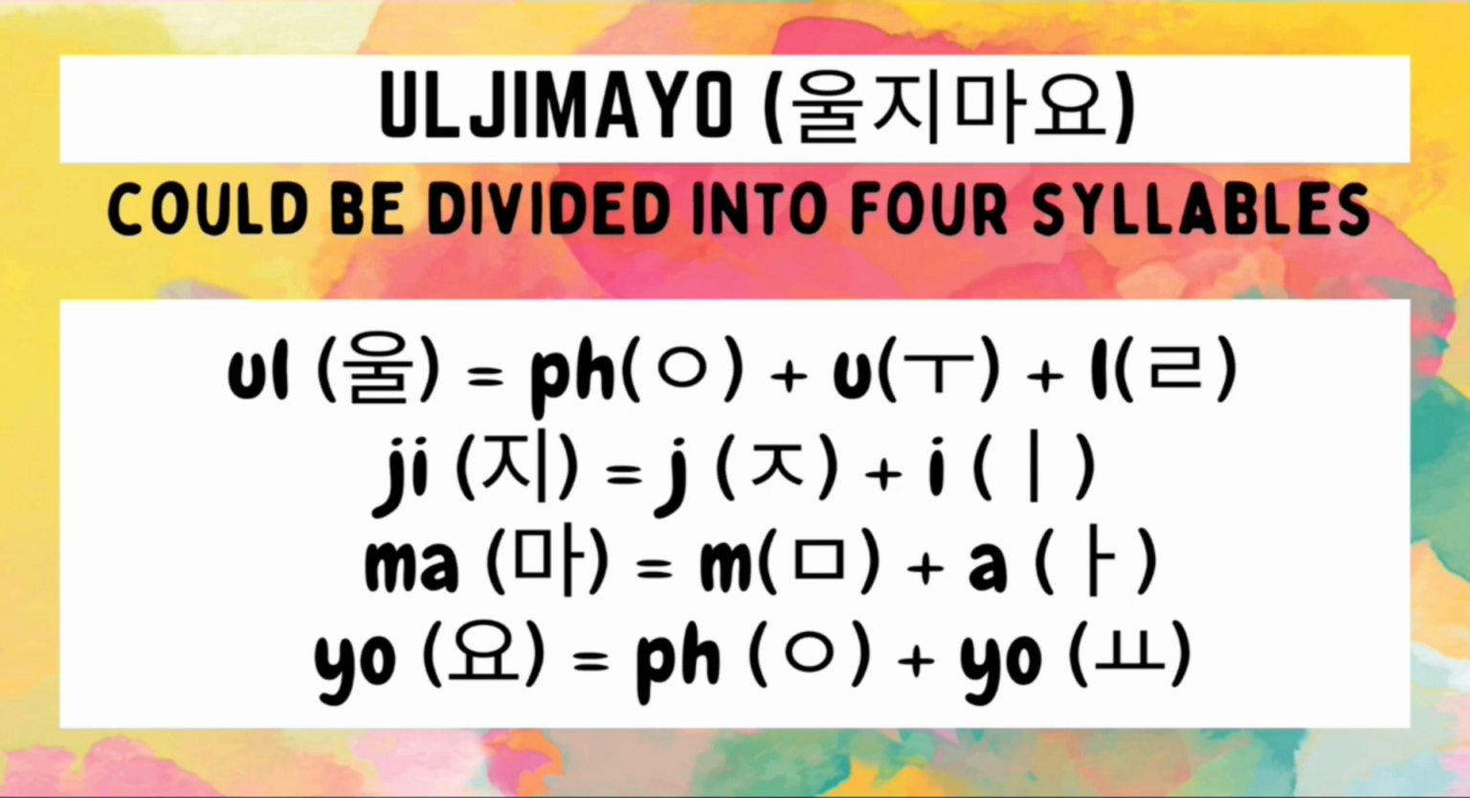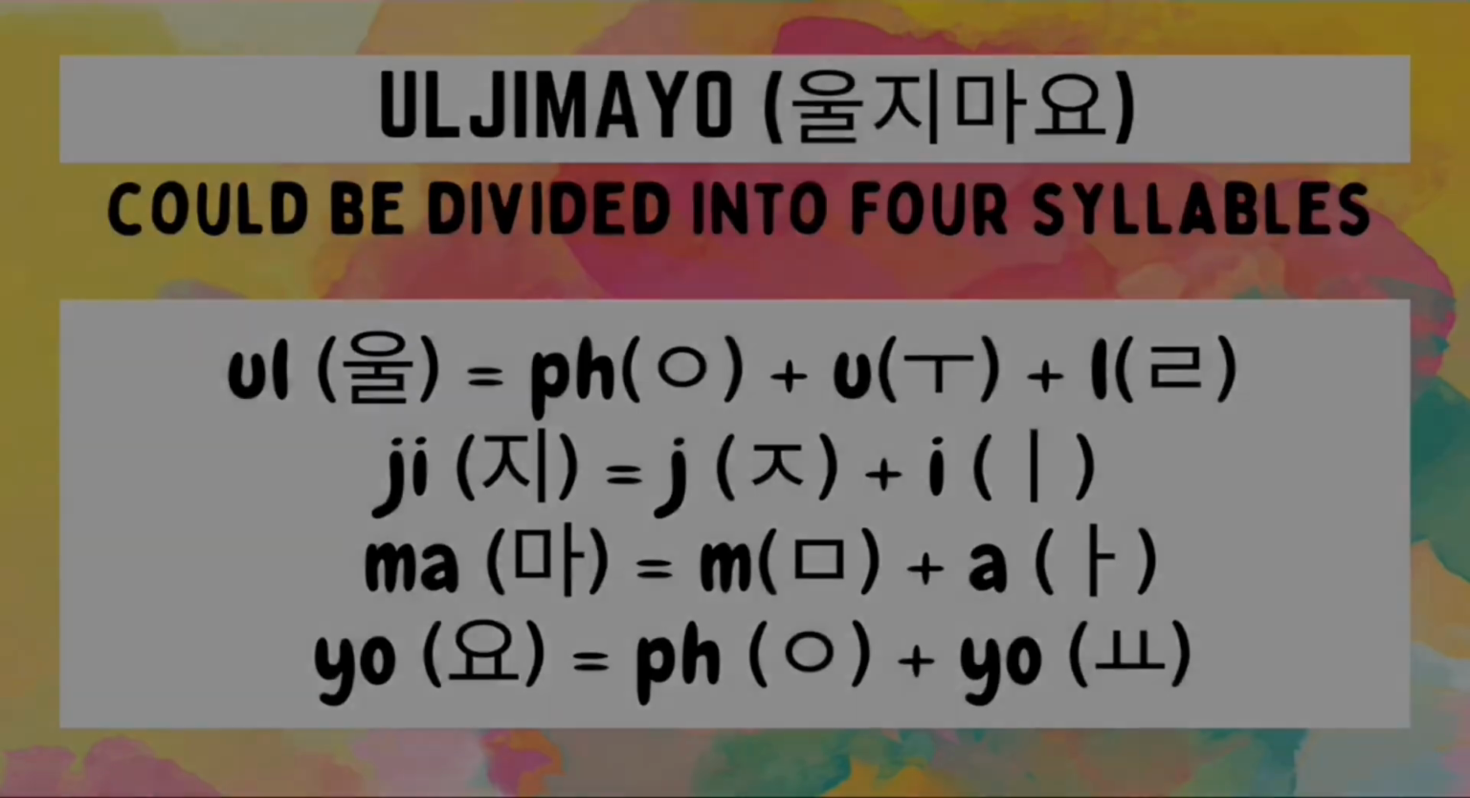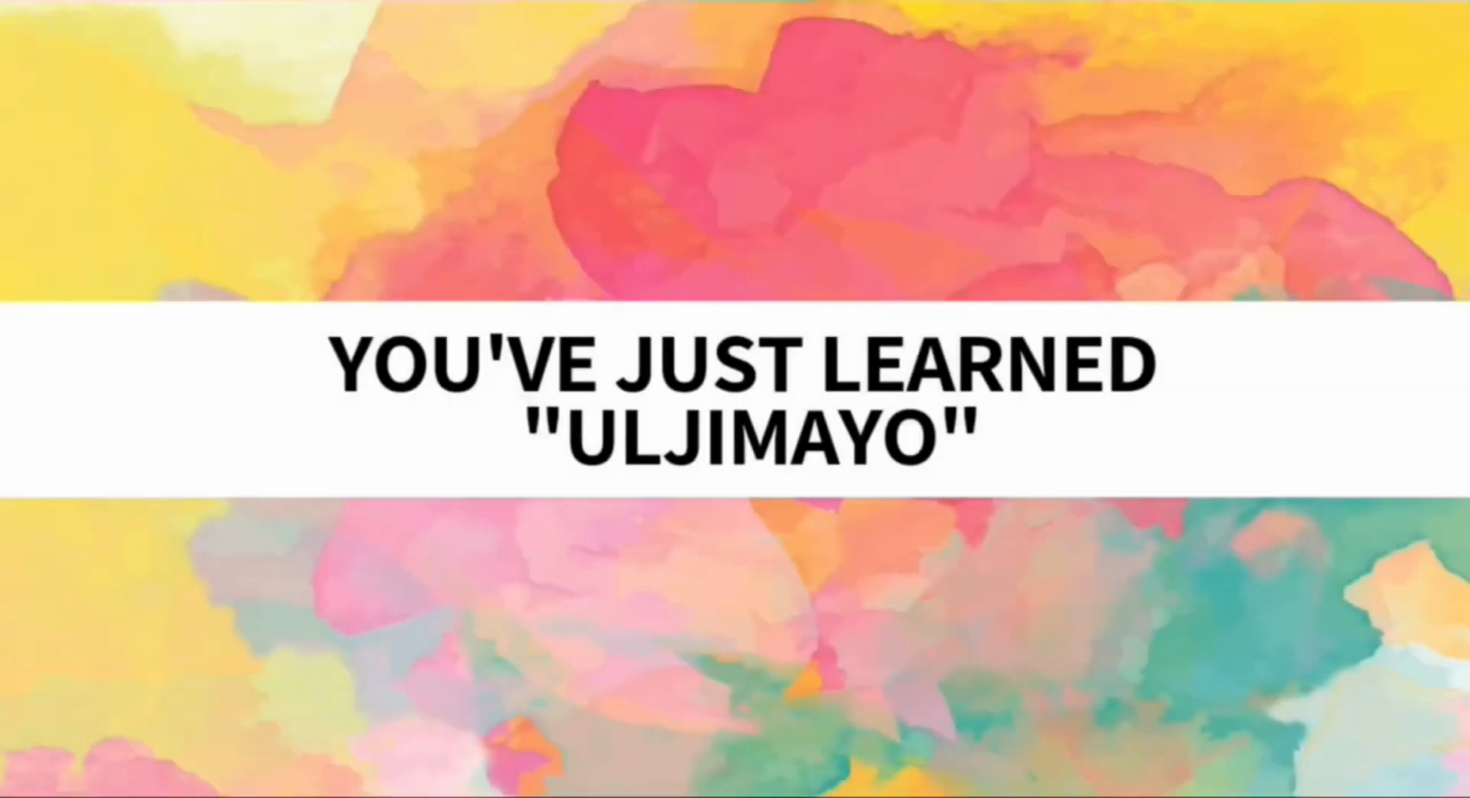And in order to write 울지마요 as a whole in Hangul, we just need to combine the Hangul for each of these 4 syllables. And with that, you've just learned 울지마요.